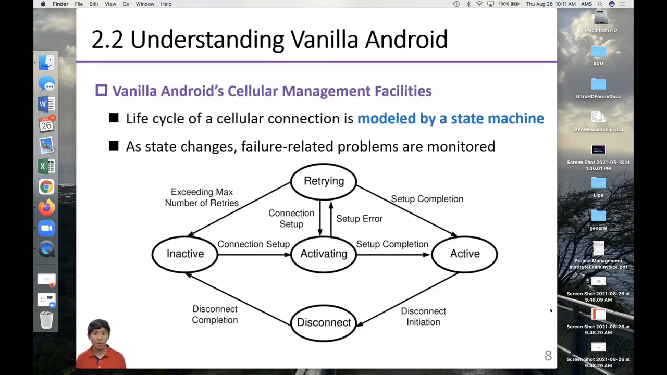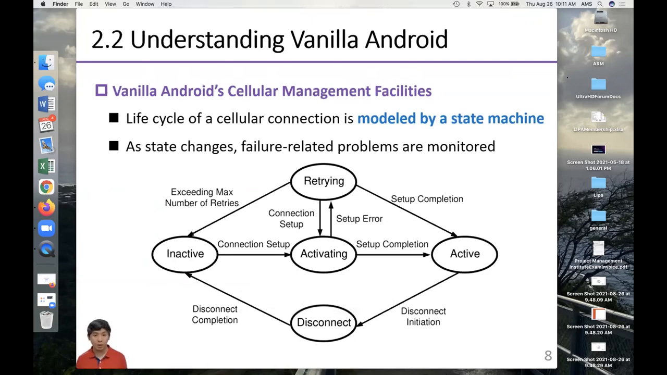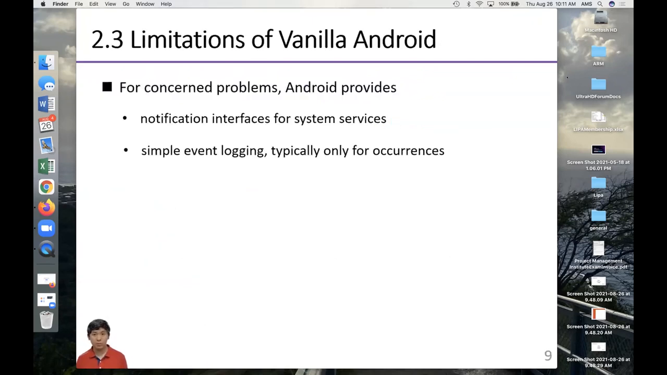To achieve our common goals, we need first to understand Android's existing facilities for managing cellular connections. In general, cellular connection management exists as a system service in Android, where the life cycle of a cellular data connection is modeled by a state machine. As state changes, various problems are monitored by Android's facilities, most of which are related to our concerned issues. Upon problems, Android typically reports the occurrences to concerned system services.